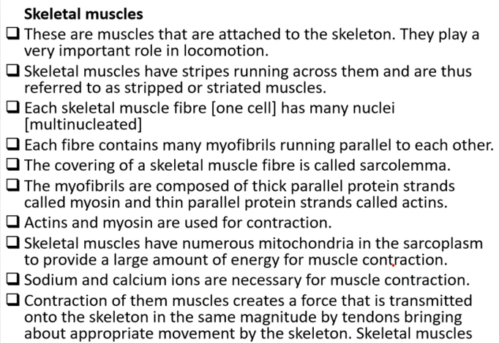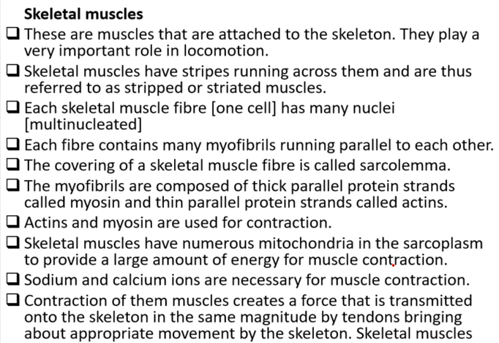Then the covering of a skeletal muscle fiber is called sarcolemma, and the myofibrils are made up of thick protein strands called myosin and thin parallel protein strands called actins. Actins and myosins are used for contraction, and the skeletal muscles have numerous mitochondria in the sarcoplasm to provide large amounts of energy for muscle contraction.